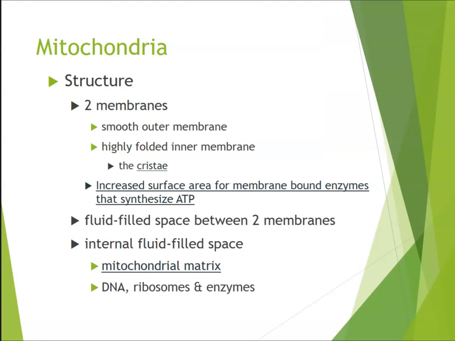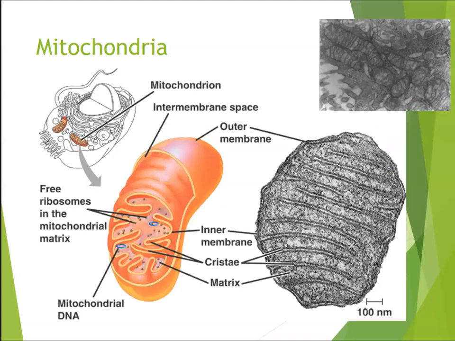The structure of the mitochondria is a two-membrane structure with a highly folded inside that's called the cristae. That increased surface area is so that there can be more membrane-bound enzymes to synthesize ATP. There is fluid in between those two membranes. That's called the mitochondrial matrix in the very center, and that is where the DNA and the ribosomes and the enzymes are located inside the mitochondria. Here's the structure of the mitochondria. So you have this outer membrane, and then you have this folded inner membrane, and then that matrix inside that has all of the DNA and ribosomes.